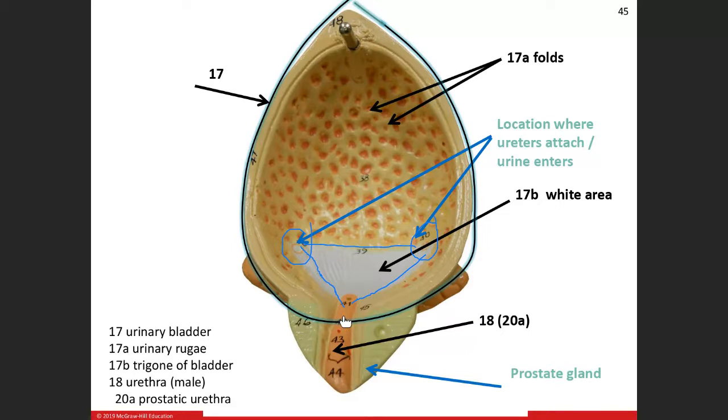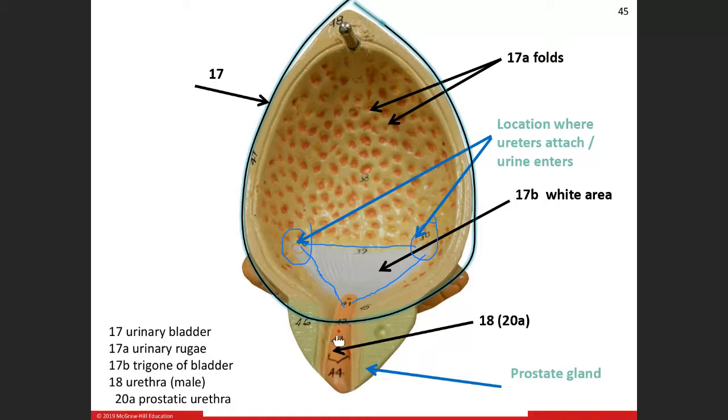We're going to talk about that. There's going to be a sphincter there. There's an internal sphincter and an external sphincter, similar to what we saw with the anus. The internal sphincter is under smooth muscle control, involuntary control, and then the external is going to be under skeletal muscle. That's going to be under voluntary control.